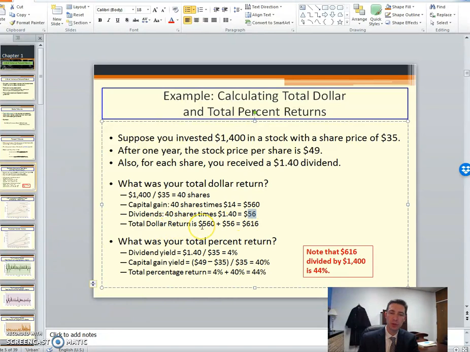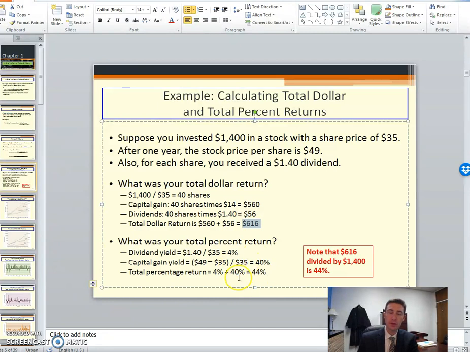So what is your total dollar return? Your total dollar return is the sum of the capital gain, $560, plus the $56 in dividend income. That gives you a total of $616. This is your total dollar return, $616. Notice that your initial investment was $1,400, and you ended up making $616 off of that investment.